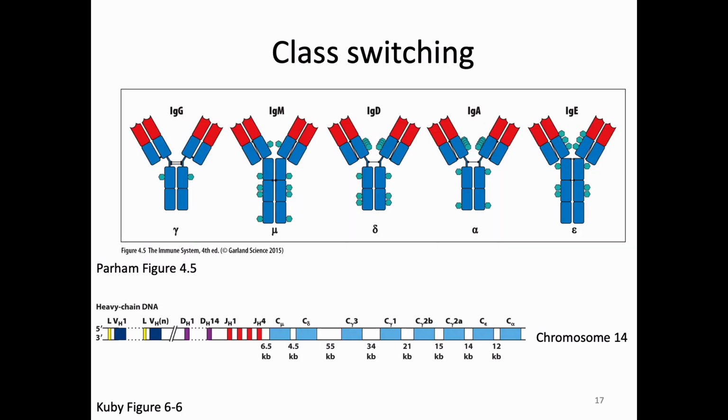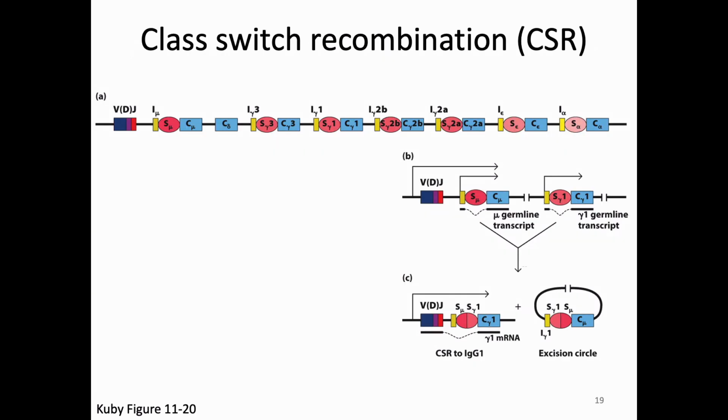So if you recall with class switching, our VDJ region is very close to the constant region gene that encodes M. The others are further downstream. That will give us either IgM, IgG, IgD, IgA, or IgE. This happens through the process of class switching.